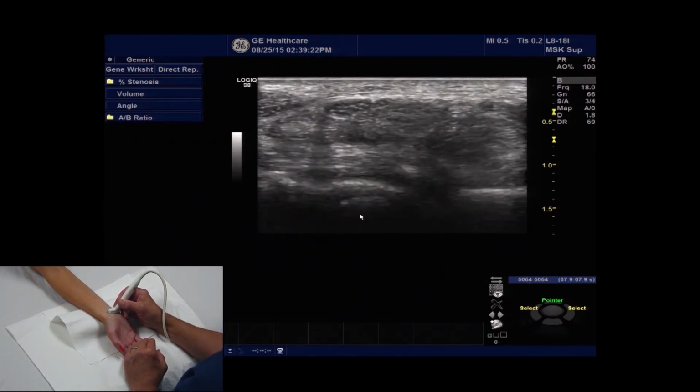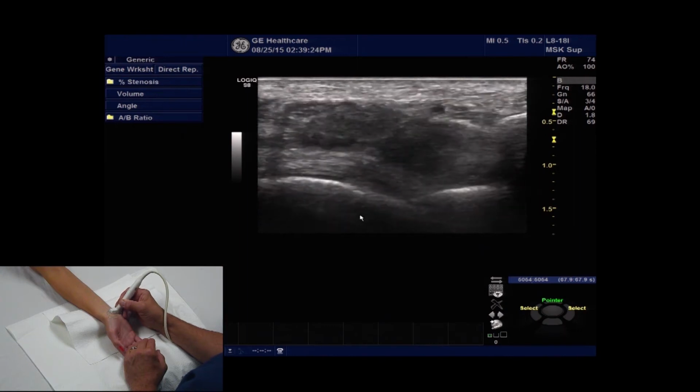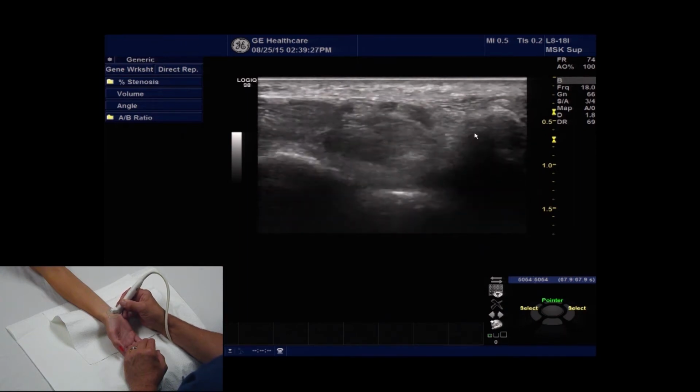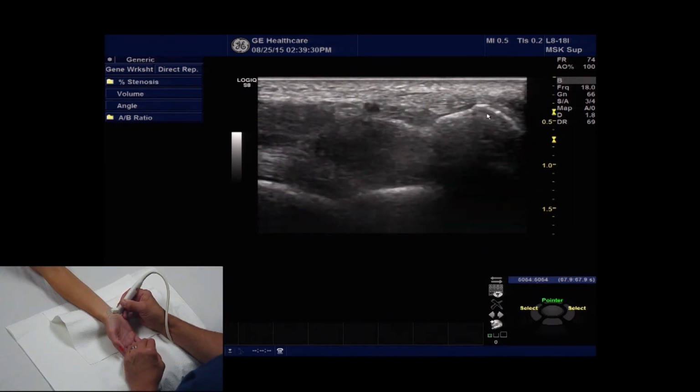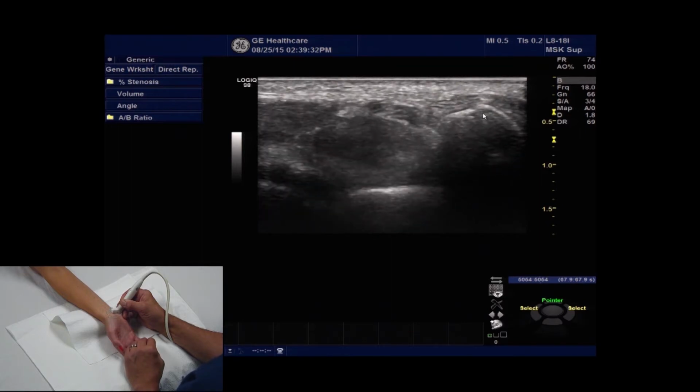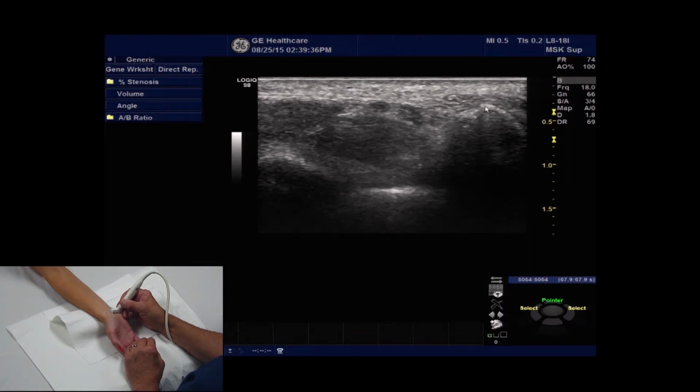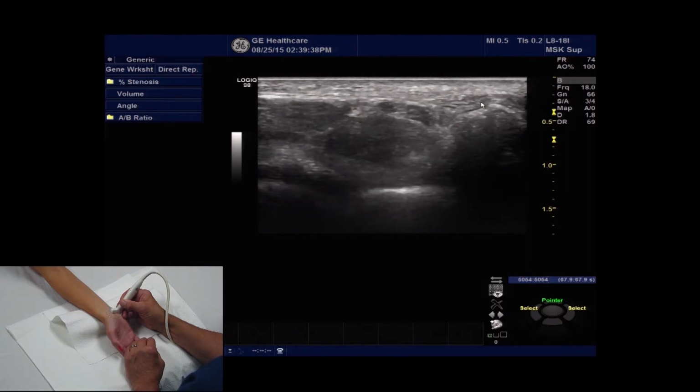We'll slide the transducer slightly to the ulnar side now, over to the area of the pisiform. And the arrow is now pointed to the pisiform, and sitting just superficial to the pisiform is the flexor carpi ulnaris.